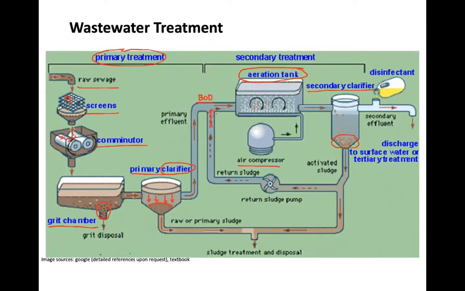And then we can send them through the disinfection, right? We can add in either chlorine, or we can add in ozone or UV disinfection to further purify the water. But as you can see, the secondary treatment is mainly dealing with the aeration tank and the secondary clarifier, okay? So the disinfection is categorized as the tertiary treatment. So basically the water coming out, you can just discharge into surface water, or you can go through more tertiary treatment processes.